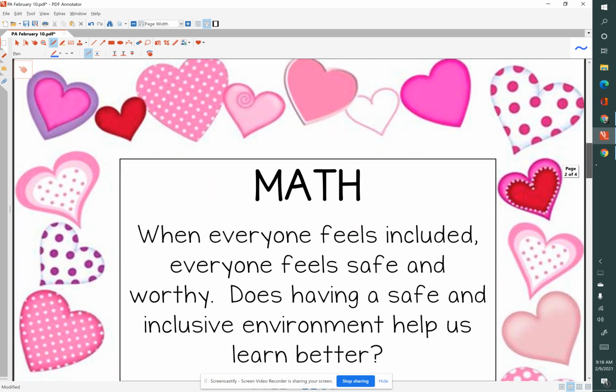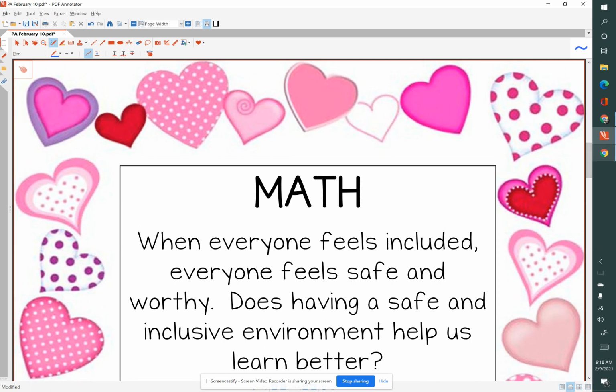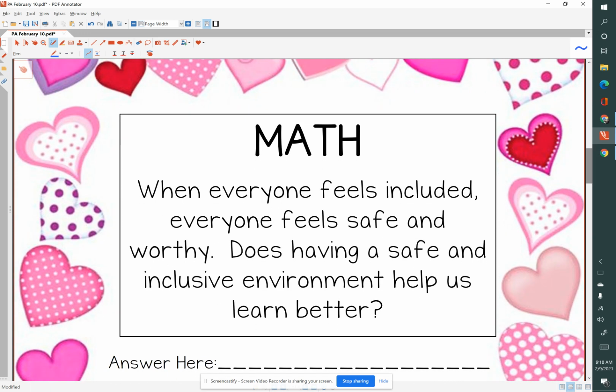All right, let's get started with our do now. Lots of Valentines this week. So when everyone feels included, everyone feels safe and worthy. Worthy is what we all want to feel. Does having a safe and inclusive environment, and we see the word include in there, right? We all know what that means. Does having a safe and inclusive environment help us learn better?